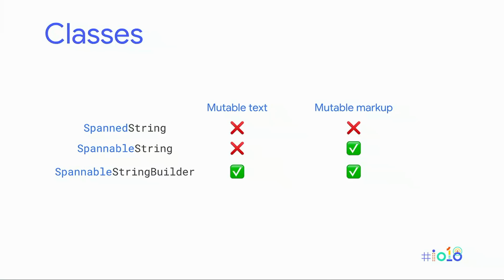The first one is SpannedString, which implements Spanned, and as such has immutable text and immutable markup. SpannableString, which implements Spannable, as such has immutable text but mutable markup. And finally, we have a third class which adds mutability to the text, which is SpannableStringBuilder. This is what we use internally, for example, for EditText, because it allows you to modify the text and the markup. These last two classes are very different internally. SpannableString holds an array of spans, whereas SpannableStringBuilder holds a tree of spans. So these are widely differently implemented.